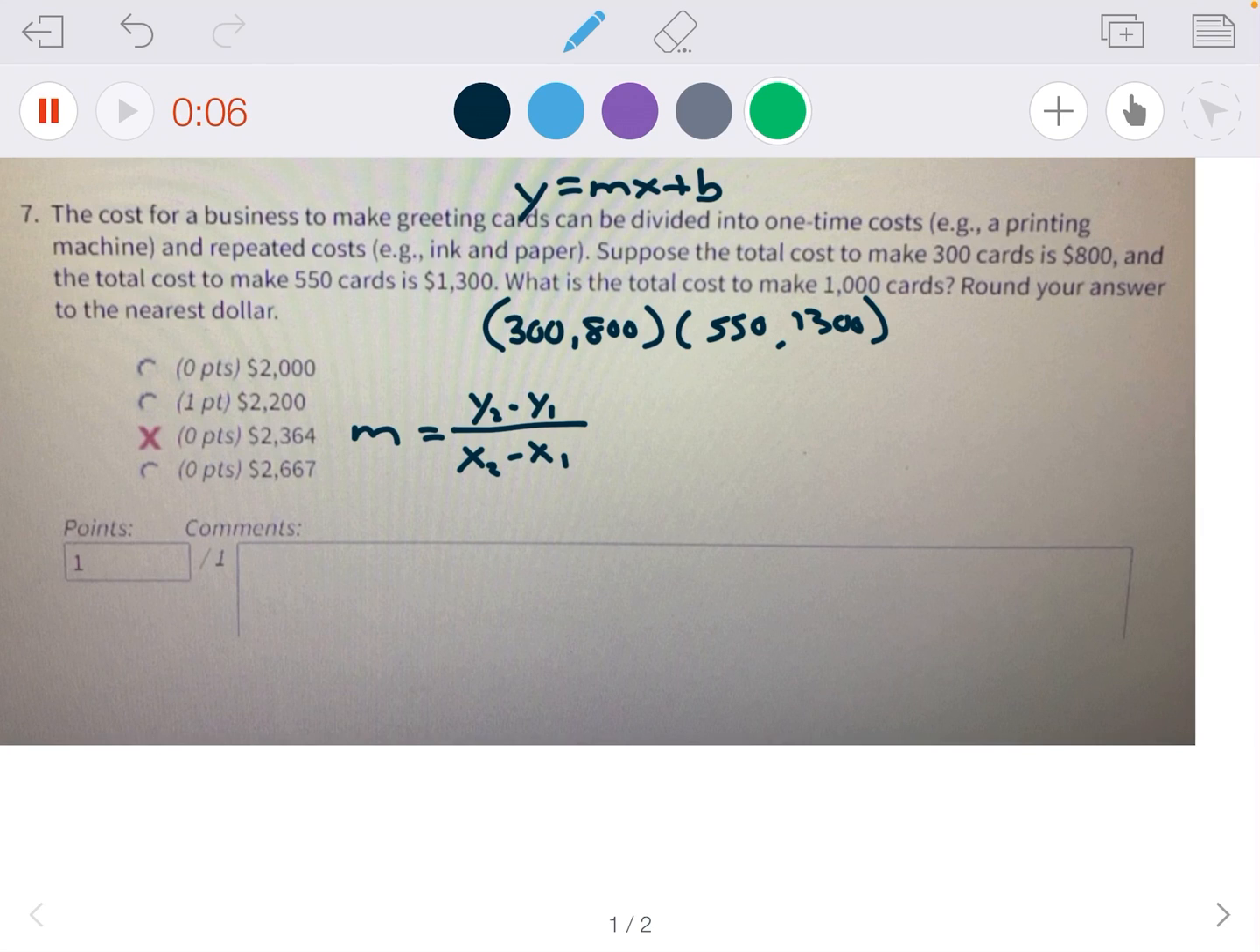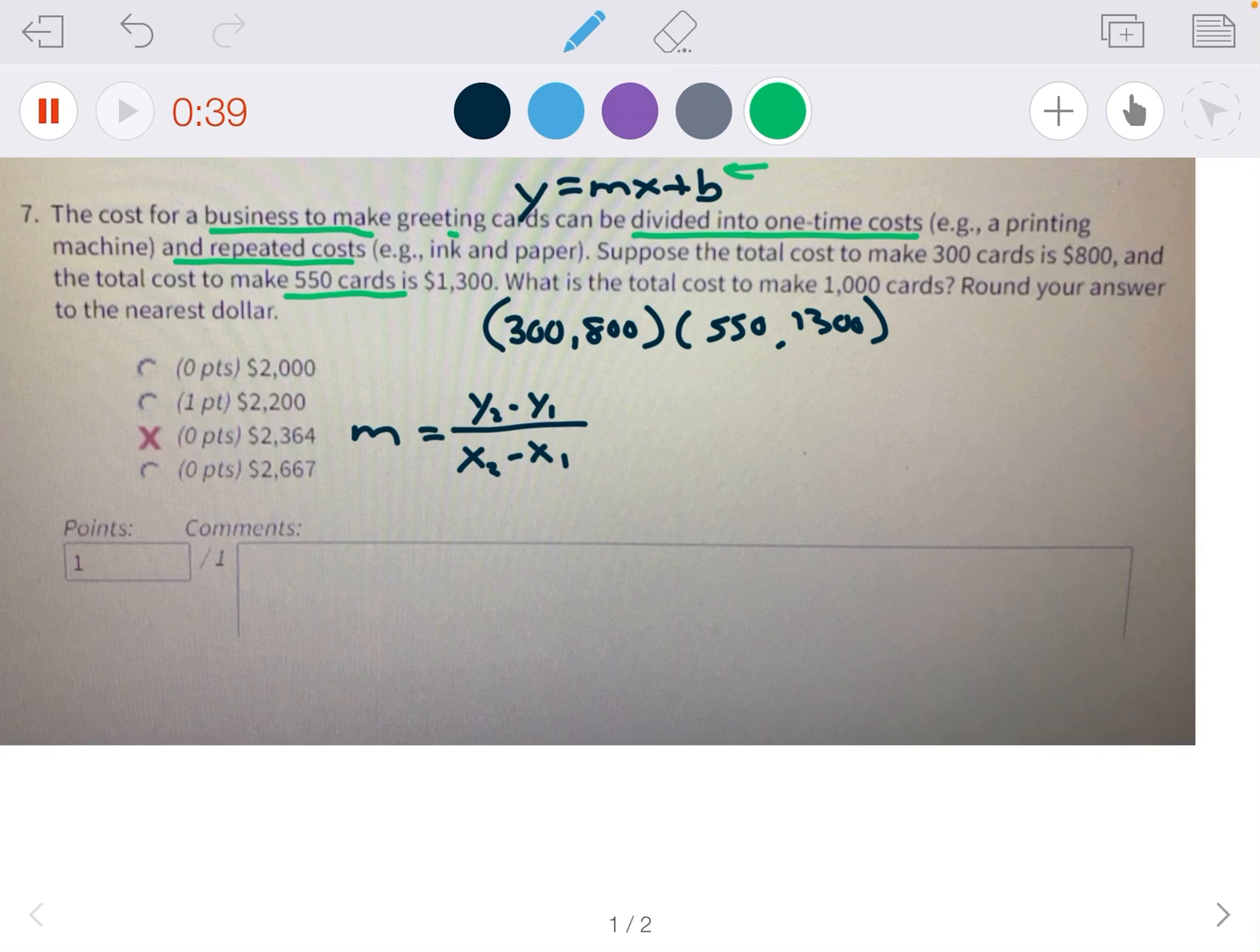I did a math subtraction error. That's why things weren't going right in my head. So I found it. But anyway, we're looking at the cost for a business to make greeting cards, and it can be divided into a one-time cost, the printing, and a repeated cost. So that tells us that with the repeated cost, we're going to have a B somewhere. Suppose the total to make 300 cards is 800, and the total for 550 cards is 1,300. What's the total cost to make 1,000? Round your answer to the nearest dollar.